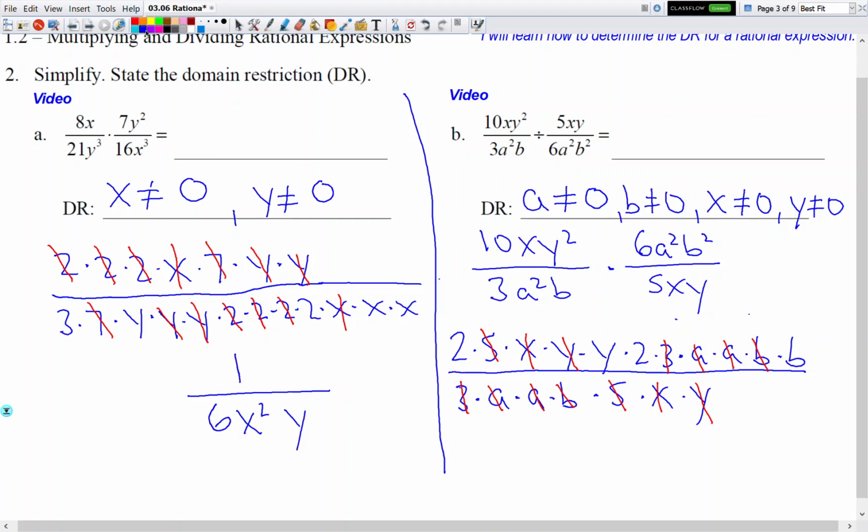So please, please, please, I hope you heard me when I did the previous problem. When everything cancels out, do not put a 0, put a 1 in that place. So there's a 1 on the bottom.